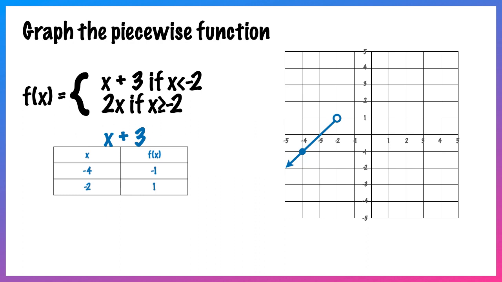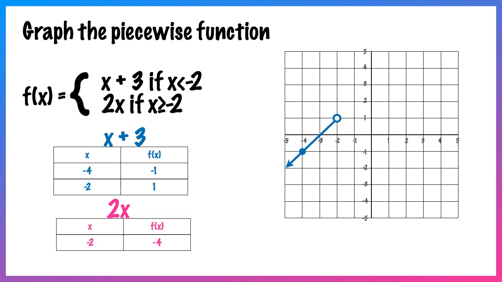Let's look at the next piece, 2x. So 2x exists when x is greater than or equal to negative 2. So the first point I'm going to plug in is negative 2. Negative 2 times 2 gives me negative 4, so I'm going to go ahead and plot that point. This time I'm using a closed circle because it says x is greater than or equal to negative 2. So this point is included.